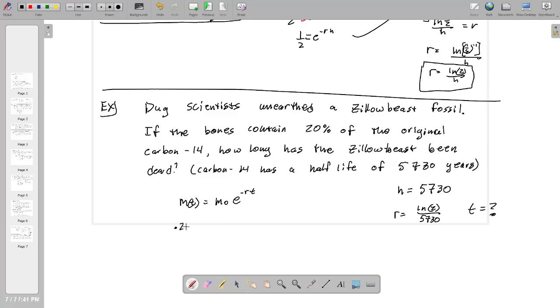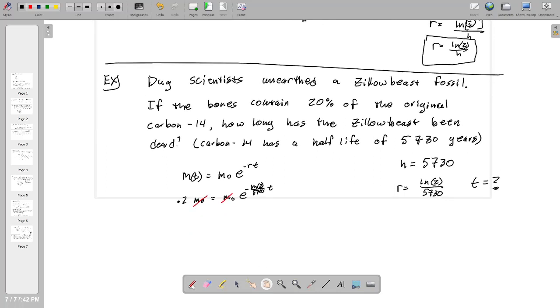20%, so 0.2 is 20%, of m sub 0, the original amount, is going to equal m sub 0 e to the negative ln 2 divided by 5730 times t, like this. So this is what we have left. We have 20% of the original amount. It's equal to the original amount times this decay model. So we can divide both sides by m sub 0, and it cancels out. Like I said, the original amount is unknown, but it doesn't matter because it'll cancel out in the end.